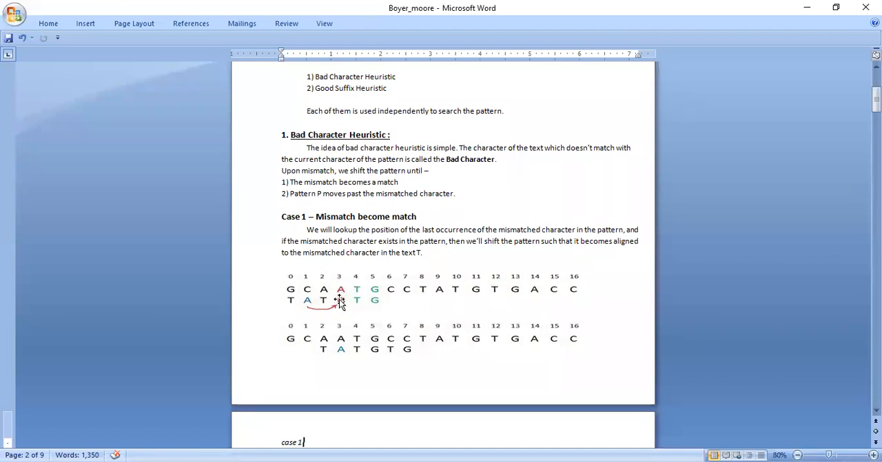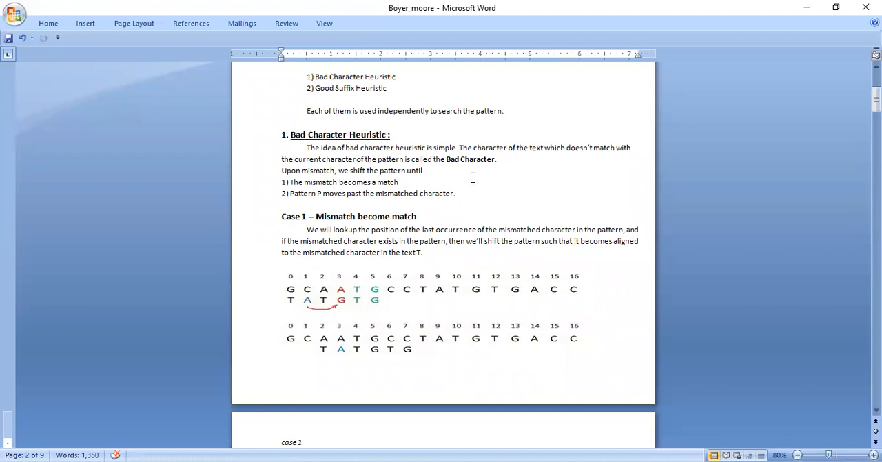Now a mismatch occurs, right? So at what character are we getting the mismatch? At the character A of the text we are getting a mismatch. For that A character, we call it a bad character. So the character where our mismatch occurs is called a bad character. Upon the mismatch it is going to perform two things.